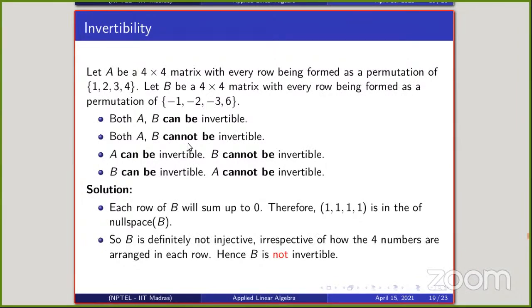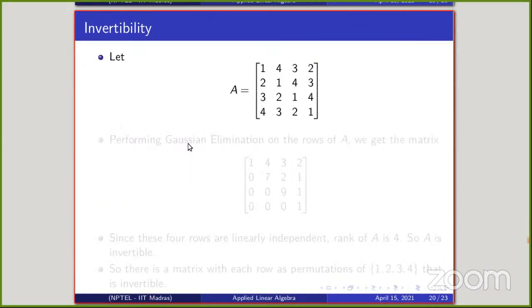So any matrix B which has each row as a permutation of these numbers -1, -2, -3, and 6 is not invertible. Now, if we look at the matrix A, which has each row as a permutation of the numbers 1, 2, 3, and 4, in the next slide, we have an example for that. We have given an example where each row has the numbers 1, 2, 3, and 4 in some order.